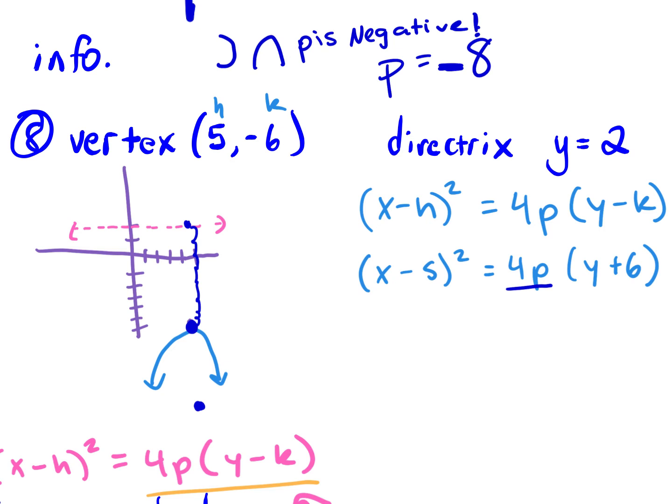So I'm going to plug that in for P. It's 4P, so 4 times negative 8 would be negative 32. So that's my standard form.